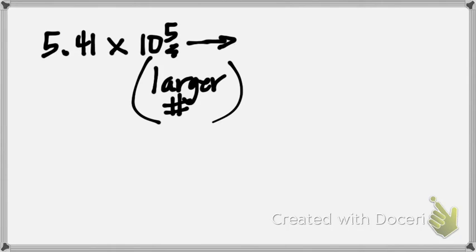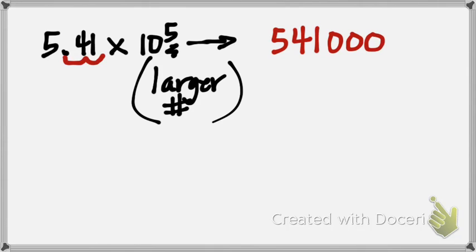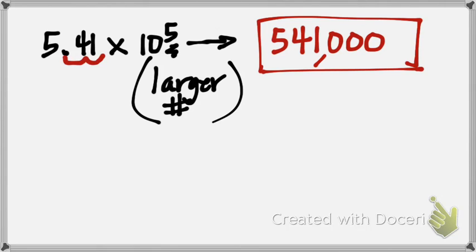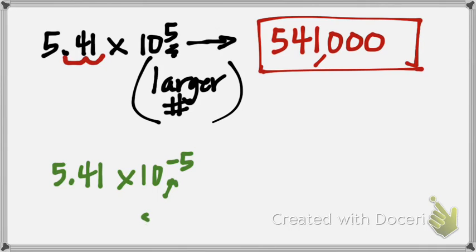So when you're doing that, you would have your 5, 4, 1. And you'd know that you'd go 1 and 2 spaces, and then to get to your 5th, you would add 3 extra zeros. And that would tell you that 5.41 times 10 to the 5th is actually 541,000. And that would be the actual number. Going in the opposite direction, though, let's just use that same number, 5.41 times 10 to the negative 5th. Because of that negative there, that means you're dealing with a small number.